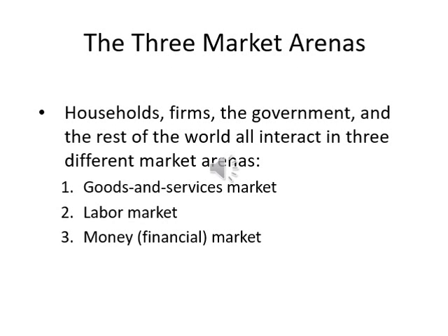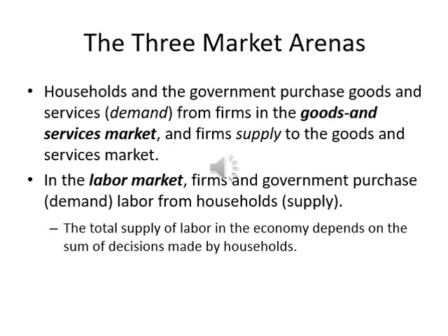Households, firms, the government, and the rest of the world all interact in three different market arenas: 1. Goods and services market, 2. Labor market, 3. Money, or financial, market. Households and the government purchase goods and services, demand, from firms in the goods and services market, and firms supply to the goods and services market.